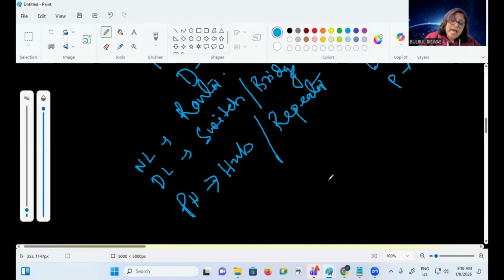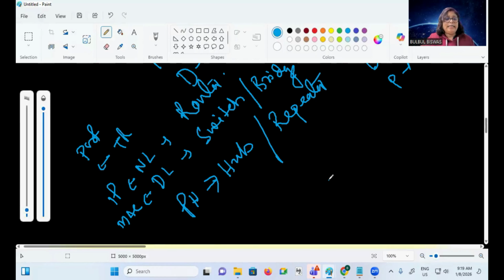Is it clear? And in the network layer, we are dealing with the IP address. Devices are identified in a network using the IP address. In the data link layer, devices are identified using the MAC address. In the physical layer, there is no address scheme. And in the transport layer, we use the port address, which identifies each application running over there.